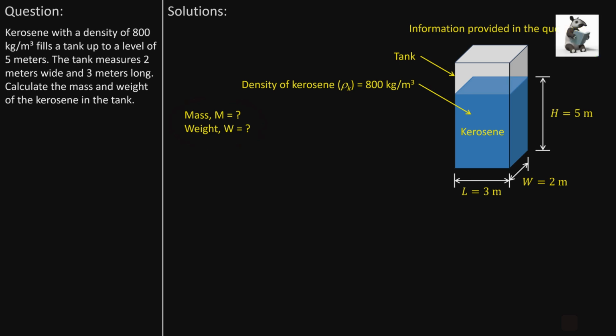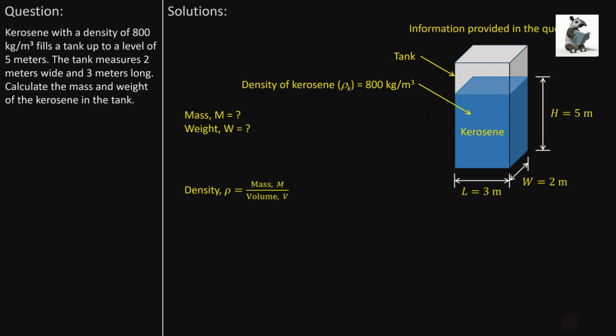The first thing we need to do is understand the problem. The question gives us information about density, which relates mass to volume, and the dimensions of the tank that we can use to calculate volume. Let's start by visualizing the problem. Imagine the tank, filled with kerosene up to a certain level. We know the dimensions, so we can calculate the volume of kerosene.